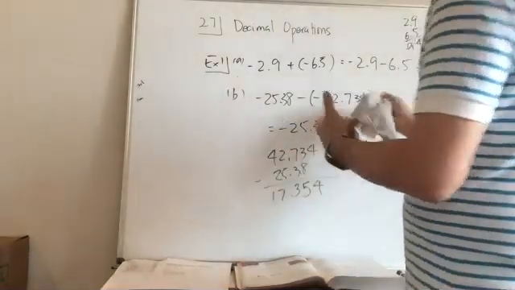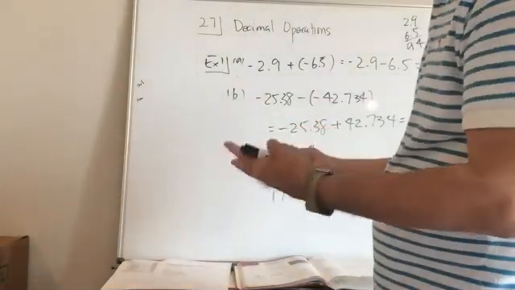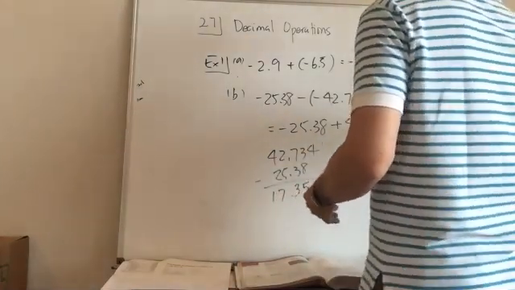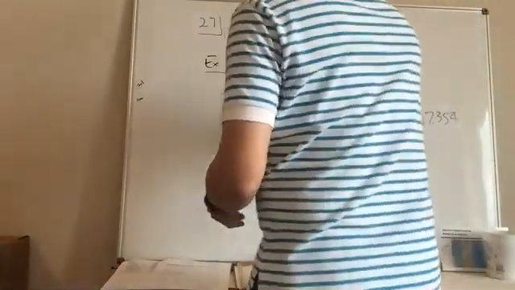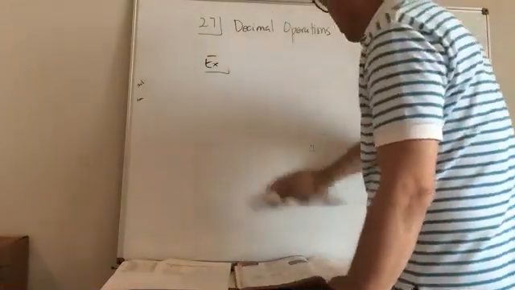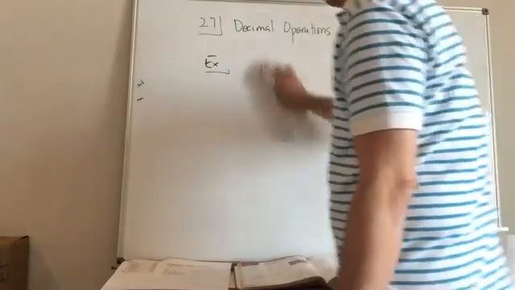Again, it's the same thing as if you had just integers, except we're just doing it with decimals. Okay. And yes, decimals are numbers. So they just add, subtract, and multiply and divide just as your integers. Okay.